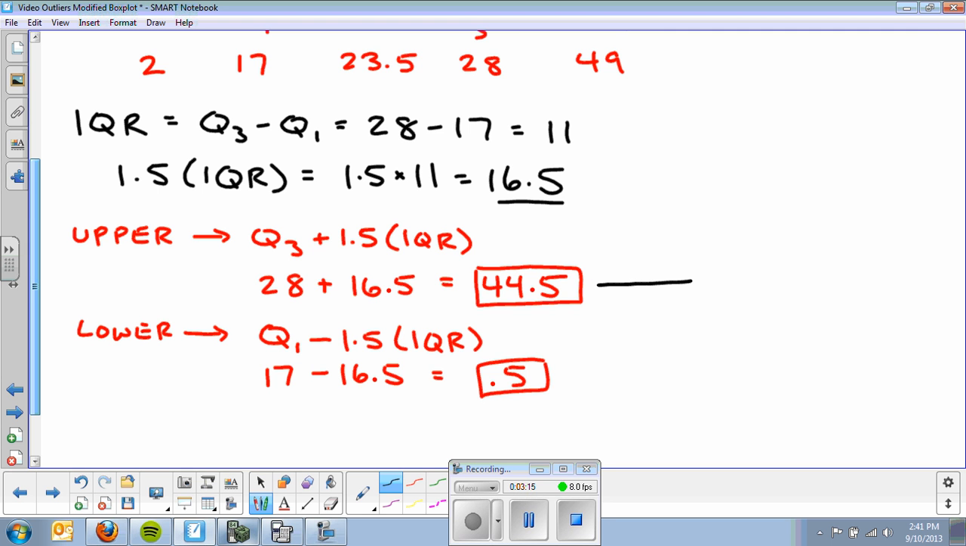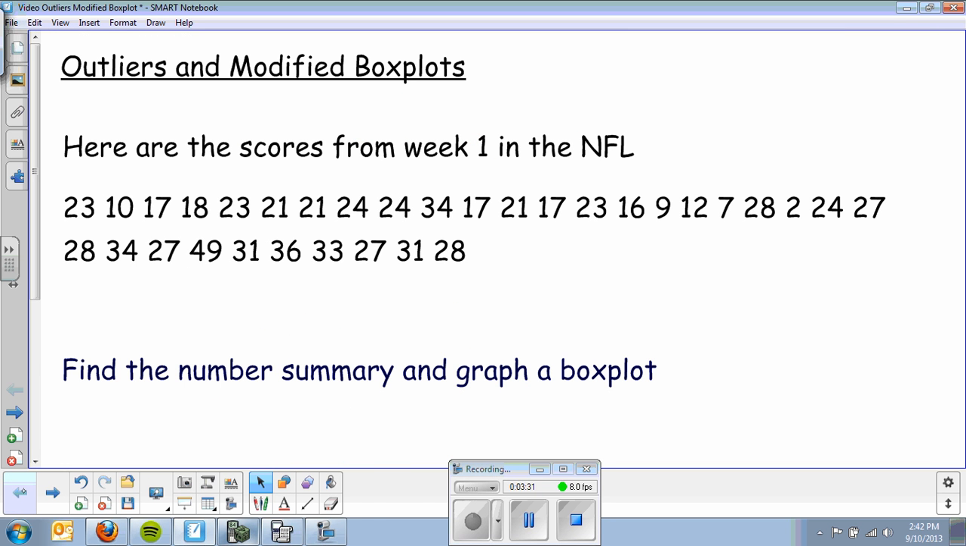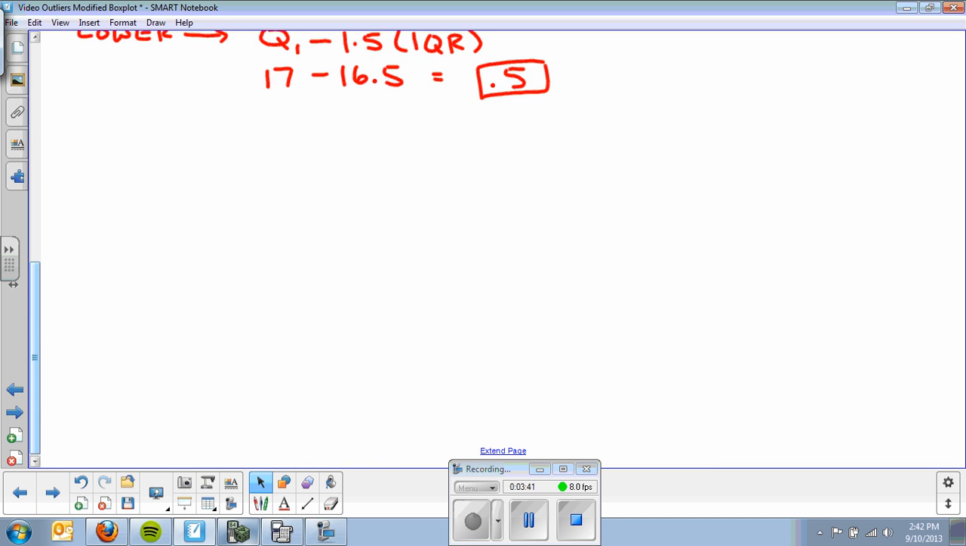So this 44.5 is our upper cutoff. Now, if there are any numbers bigger than that, they're considered outliers. So if I scroll back up to my data, I can see that there is only one number that's above that, that's 49. So in this case, 49 is an outlier. 49 points is an outlier.